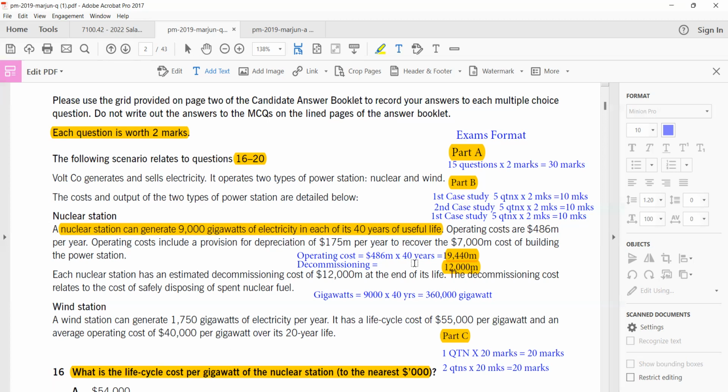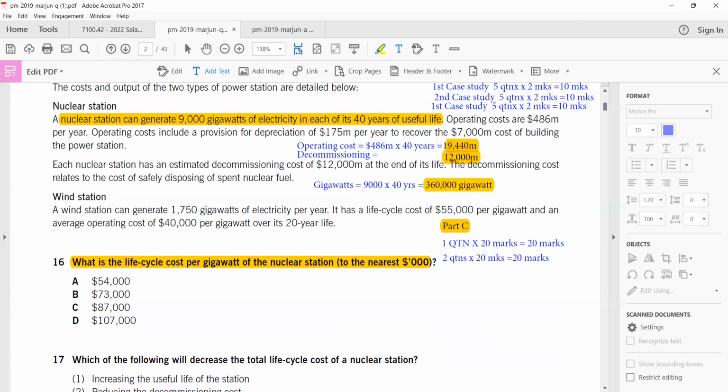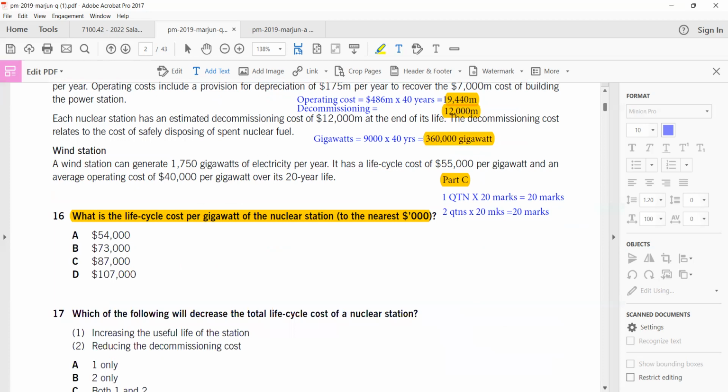And here lies the case in estimating the life cycle cost of the product. We are having 19,440 and 12,000, so you add the two. Whatever answer you get, you divide by the 360,000 gigawatts. Then you get the life cycle cost per unit. Who is having a question pertaining to question 16?